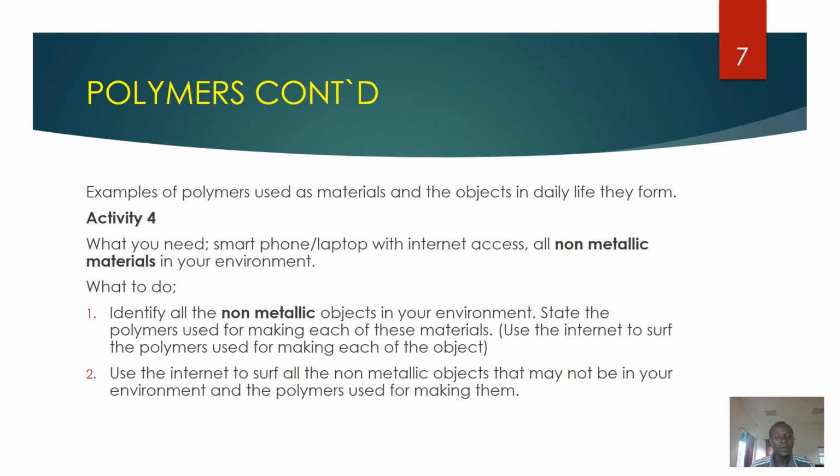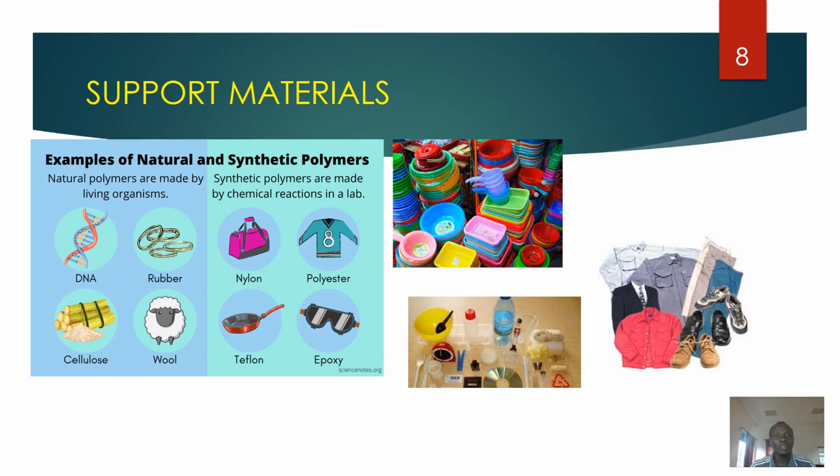So in activity 4, what you need is a smartphone again, or a laptop with internet access, and all non-metallic materials in your environment. This is what you need to do. You identify all the non-metallic objects in your environment and state the polymers used for making each of these materials. Use the internet to look up the polymers used for making each of the objects. And then you also use the internet to look up all the non-metallic objects that may not be in your environment and the polymers used for making them. The support materials are here to help you think about what you are supposed to do.